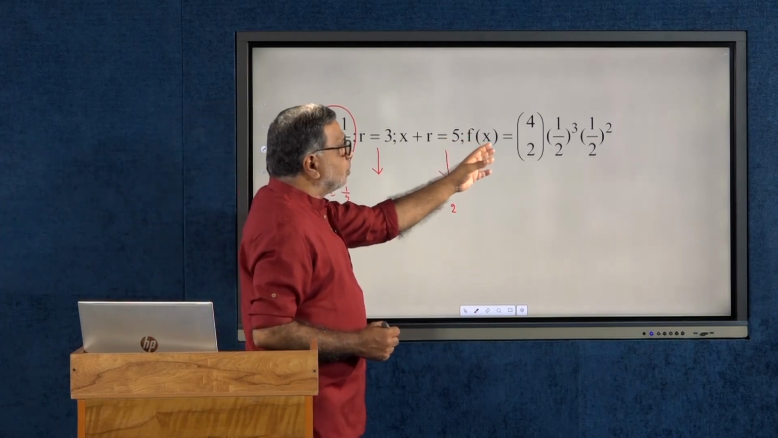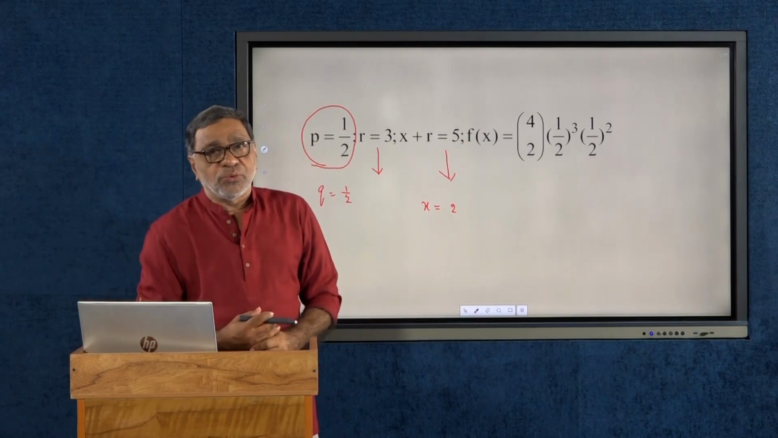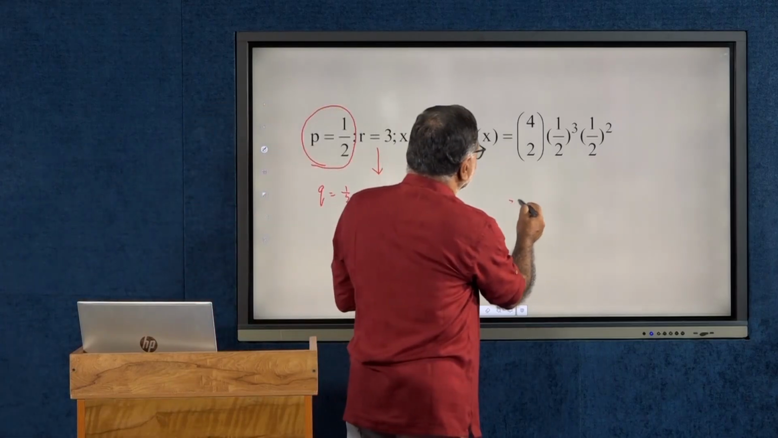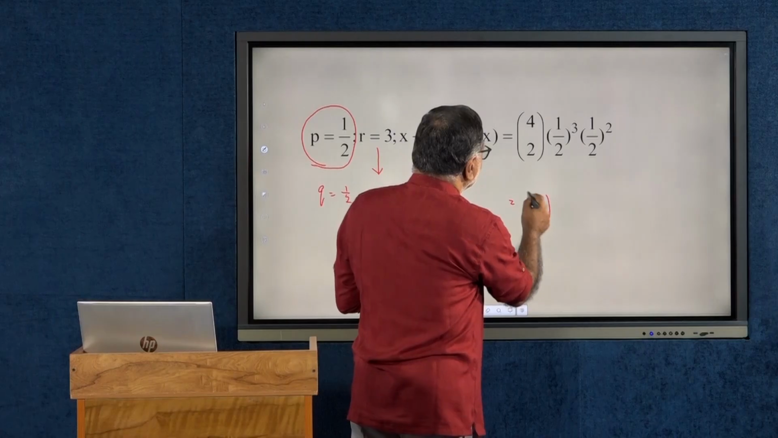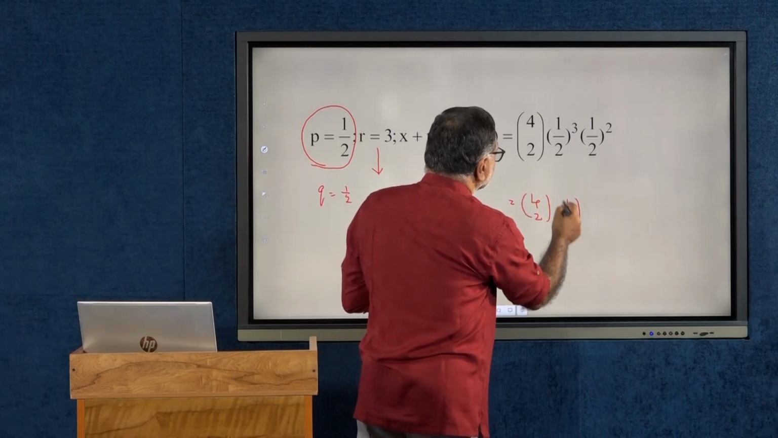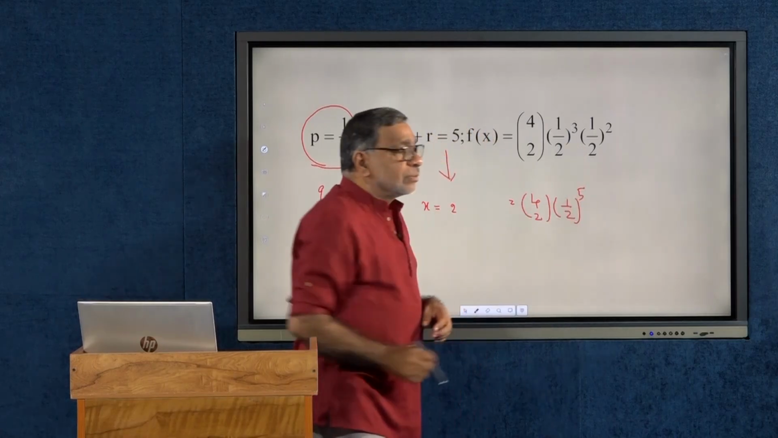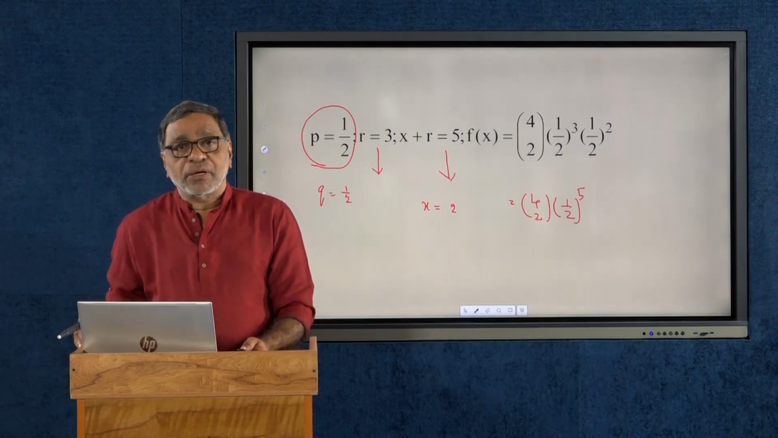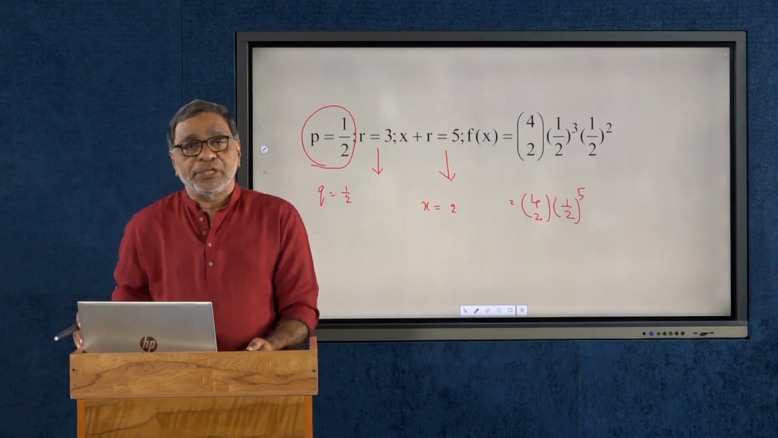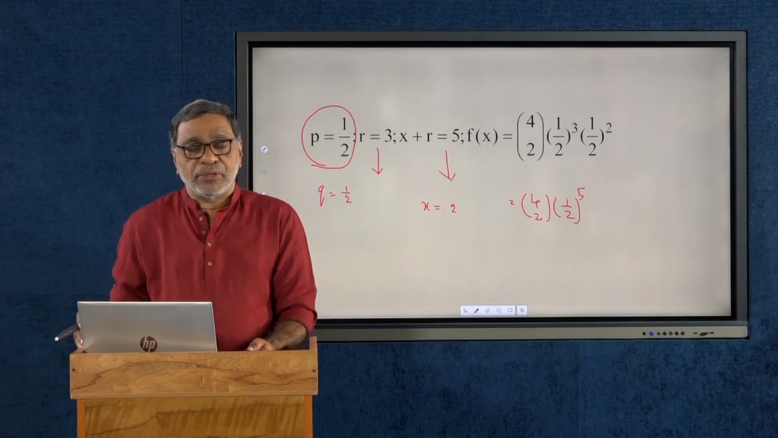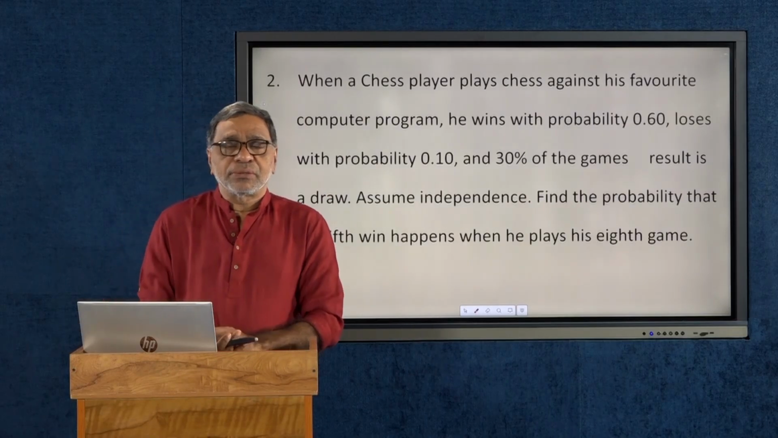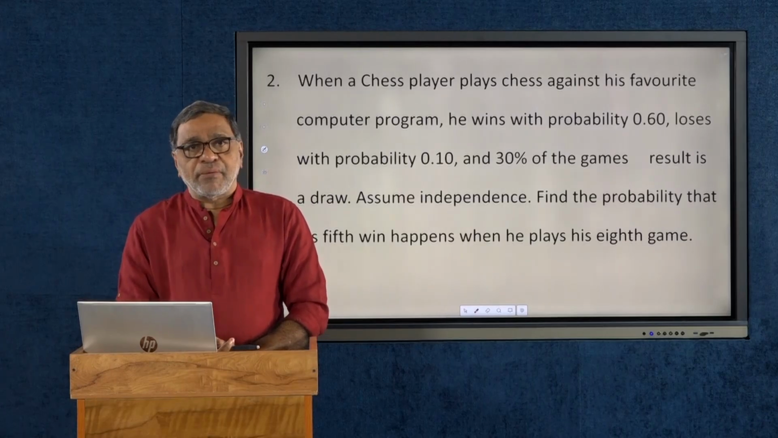So what is the probability mass function? 4C2 (1/2)^3 (1/2)^2, and this is combined as 4C2 (1/2)^5. So this is an example where we are applying the negative binomial probability model to calculate the probability value. And another example similar to this, suppose we have a problem.